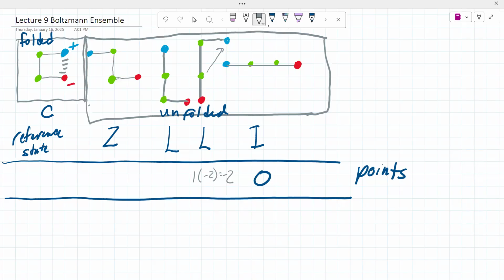All right, so here we also have one interaction, right? So these are interacting like so. So this one will get the same score, 1 times -2 equals -2. All right, now let's look at this one. There's more interactions going on here. This one's got 2 interactions. So we're going to have 2 times -2 equals -4.